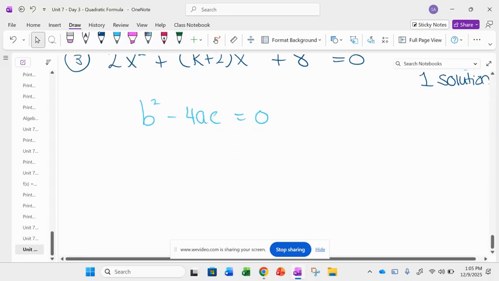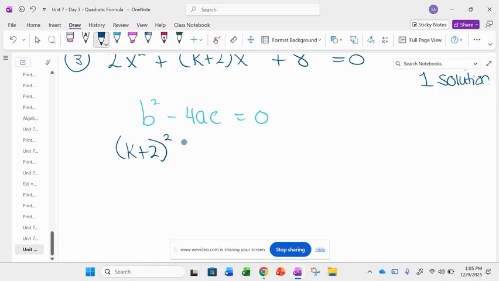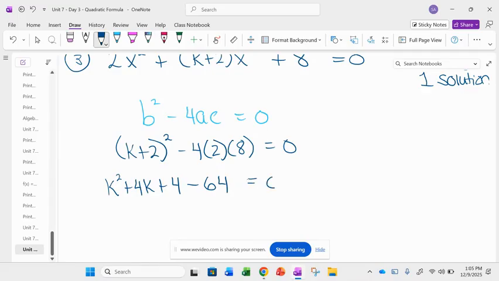But this is not going to be as straightforward because my b is a binomial. So I have the quantity k plus 2 squared minus 4 times 2 times 8 to equal 0. What do I have to do with that quantity k plus 2 squared? Foil it. If we foil this, we're going to get k squared plus 4k plus 4. Is everybody okay that I foiled that in my head? Then if I multiply negative 4 times 2 times 8, I'm going to get negative 64. So we have k squared plus 4k minus 60 equals 0.